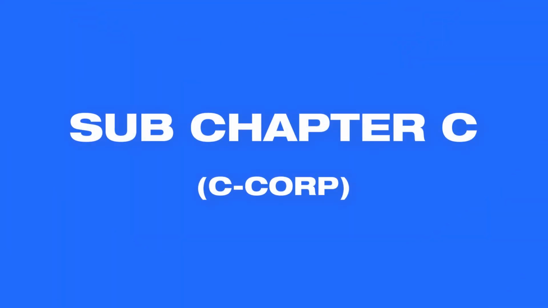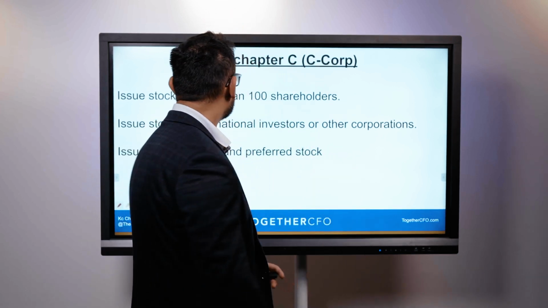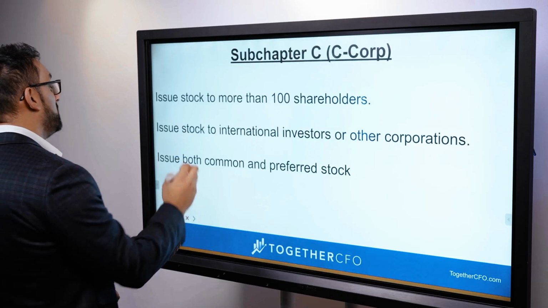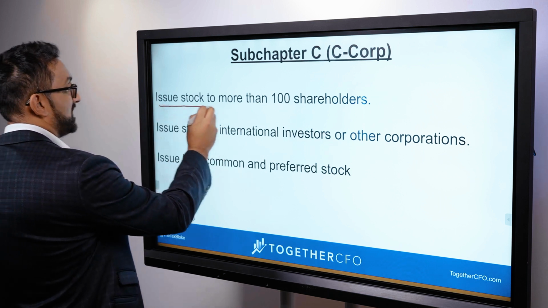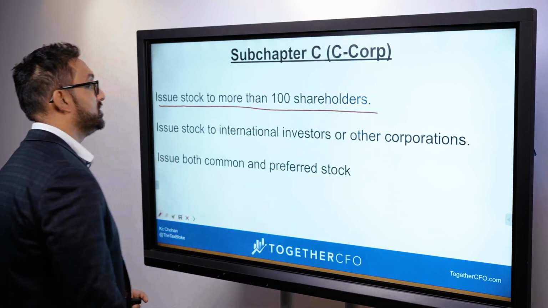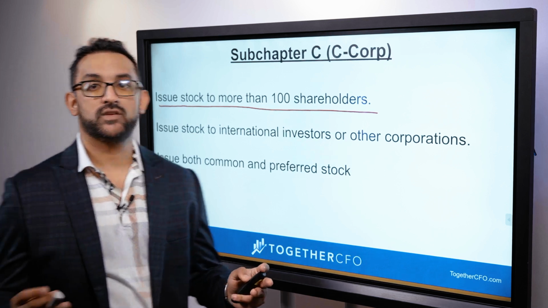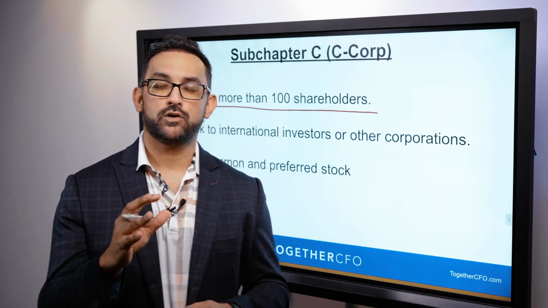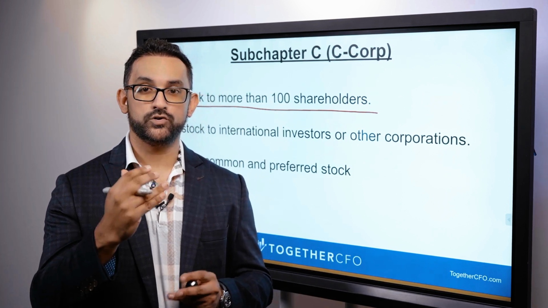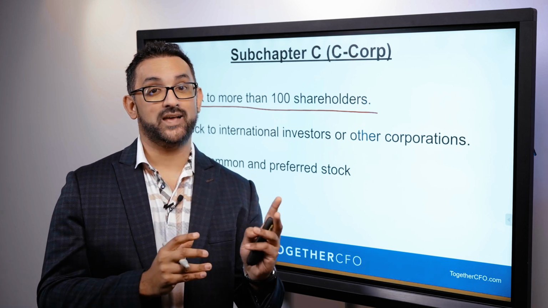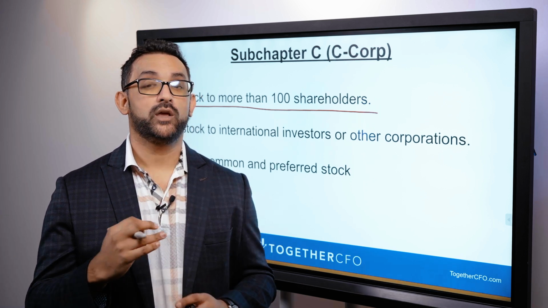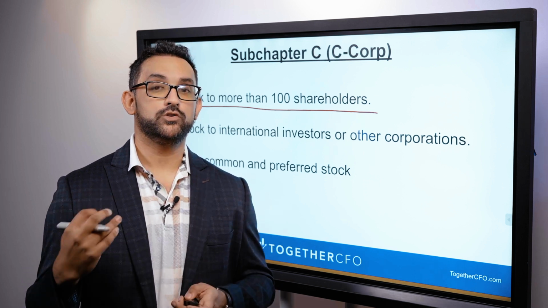Let's get into it. So a sub-chapter C is what is commonly referred to as a C-Corp. What does it mean? What are the pros? What are the cons? Let's break them all down for you right now. The main thing here is that it can issue to more than 100 shareholders. We talked about this in a previous video with S-Corps and how they cannot go over 100. That's the main difference between an S-Corp and a C-Corp, where you can issue to more than 100 people.